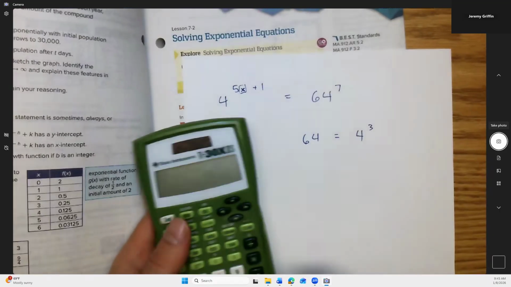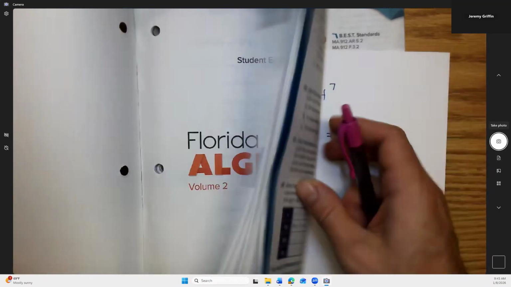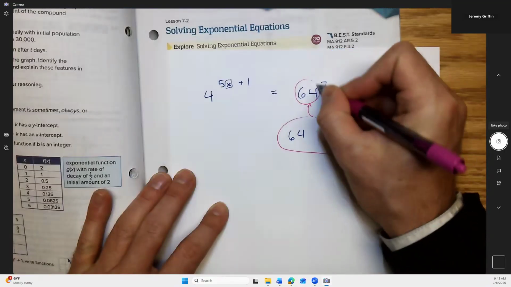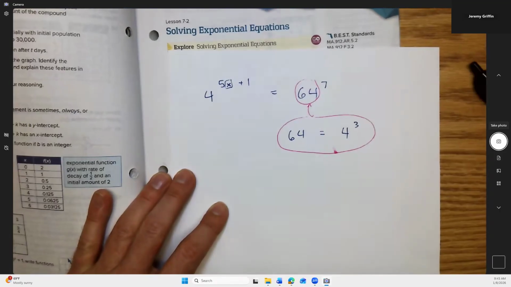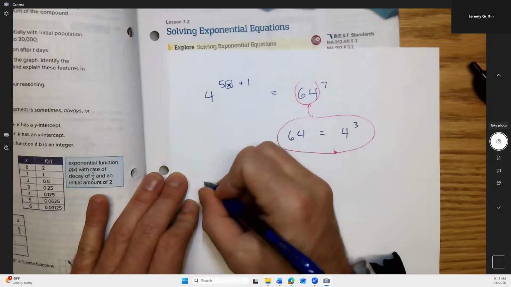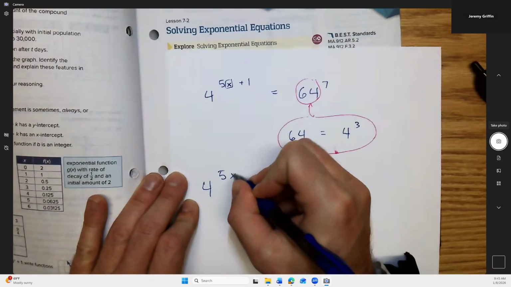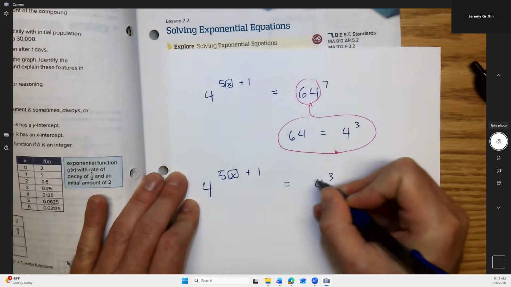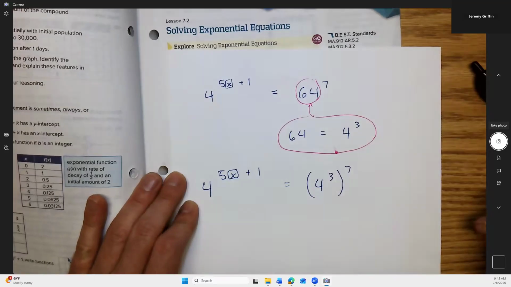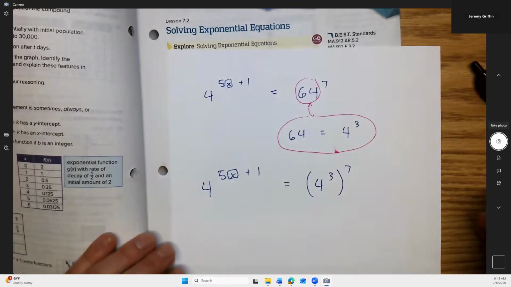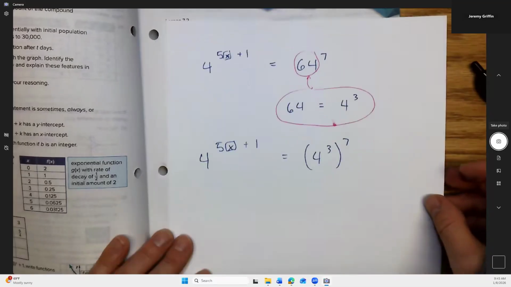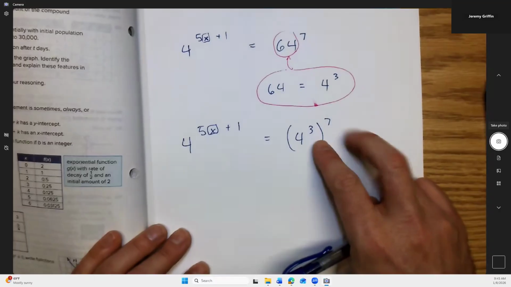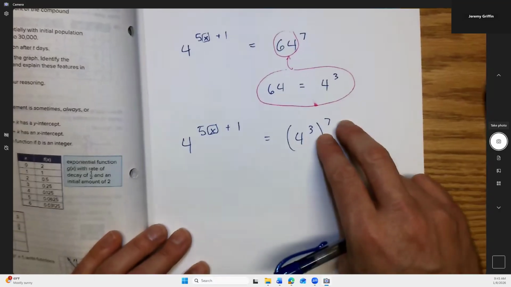So what I'm going to do is substitute the 64. I'm going to put 4 to the power 3. That will make it look like this. On the left side I have 4 to the 5x plus 1, and we're still solving for x, is equal to 4 cubed, all raised to the power of 7. Is that okay? Everything else is algebra rules that you guys have learned already. Like a power to a power, guys, what do you do with this on the right side? Multiply. Yeah, multiply.